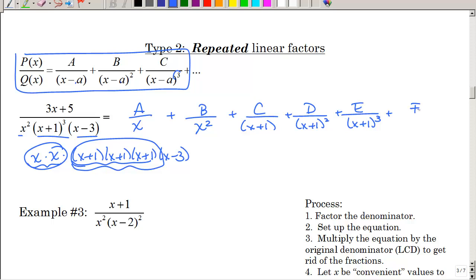And the last thing I have is F over x - 3. I only have one of those. And no, we're not going to solve that. Just showing you how you could set that particular partial fraction up, and then we would have to solve for those 6 constants. But let's go something a little bit not quite as complicated.